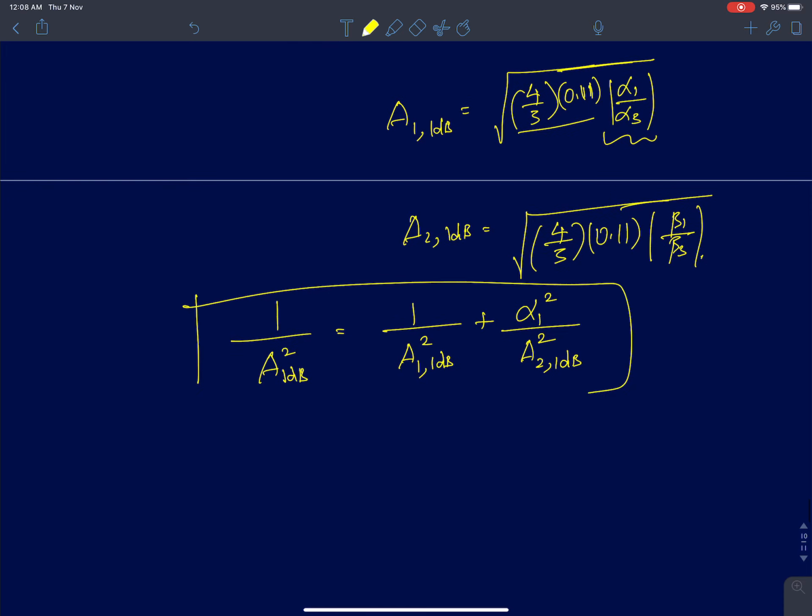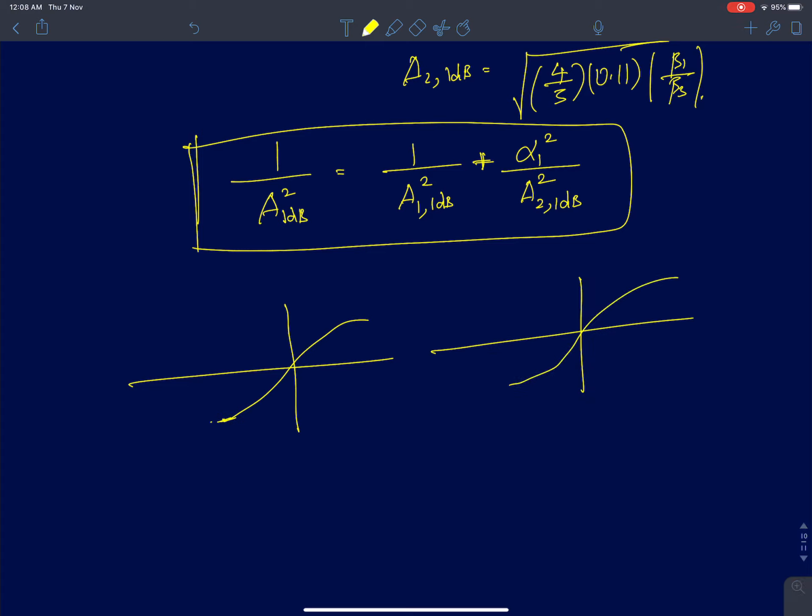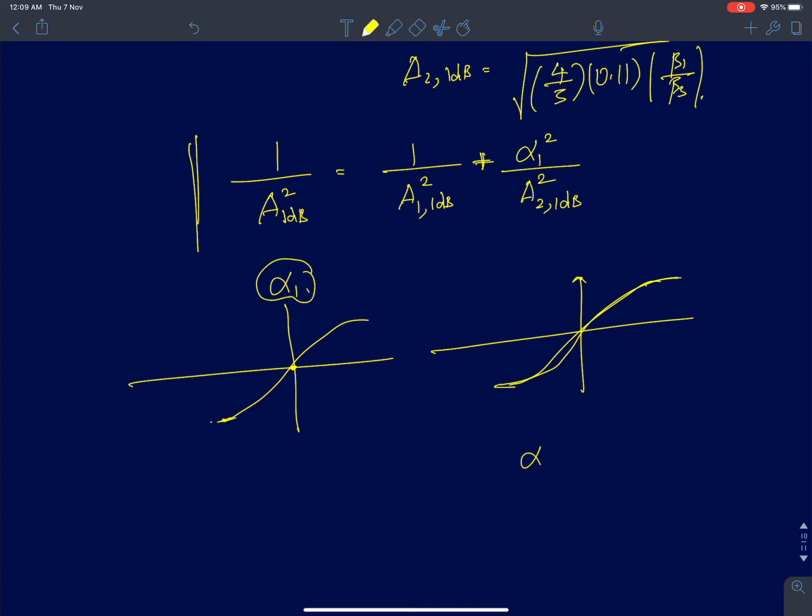So this is a very interesting result. What does this result tell you? Let's look at the expression intuitively. Say this is the nonlinear characteristic of the first stage and then the nonlinear characteristic of the second stage. Now, if I have an amplification factor of alpha 1 in the first stage and alpha 2 in the second stage, remember I am going to amplify a lot. I am sorry, this should be beta 1, this should be beta 1. So alpha 1 beta 1 is the overall gain.